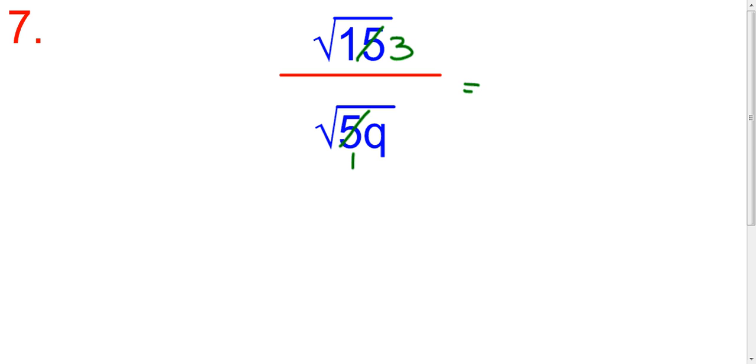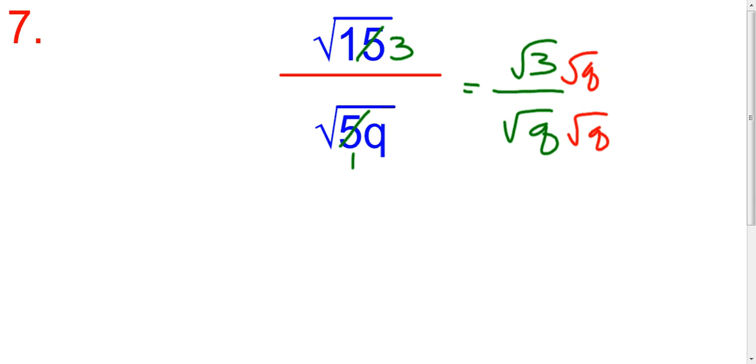So now what I really have is the square root of 3 over the square root of q. Still can't leave that radical in the denominator, so I do need to rationalize it, but now I'm dealing with smaller numbers, and I can multiply by root q. And then on the top, I will have the square root of 3q.